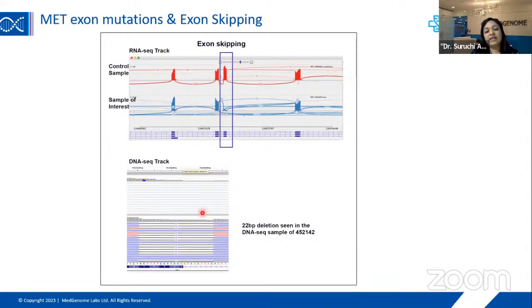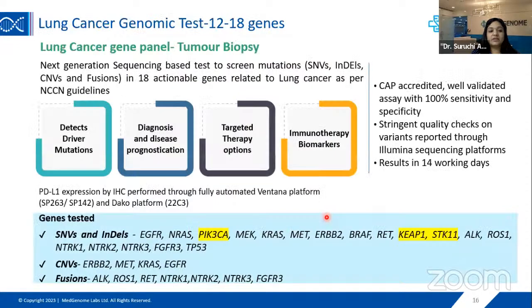So therefore, a DNA plus RNA based approach is very important to understand the effect of a mutation that is happening at DNA level, whether it is transcribing at RNA level as well. So this gives us a fair idea that yes, the MET exon 14 mutation that is present at DNA level has actually resulted in skipping of exon 14. So this information we can also get through next generation sequencing, which involves RNA and DNA sequencing.